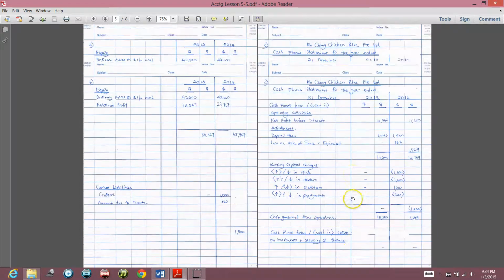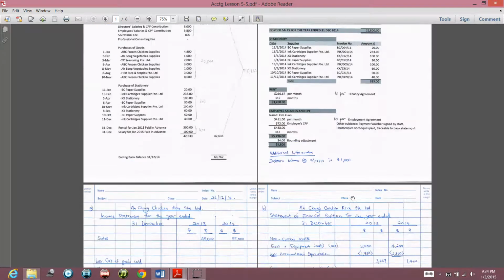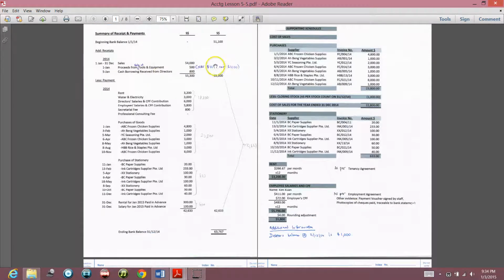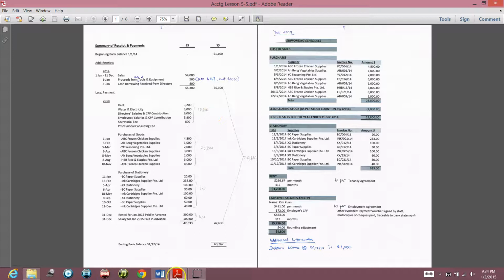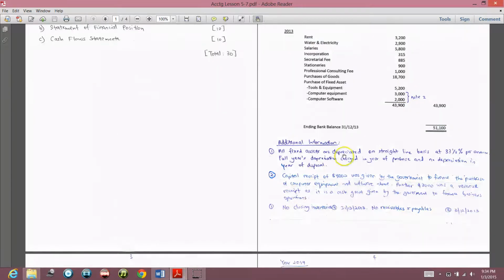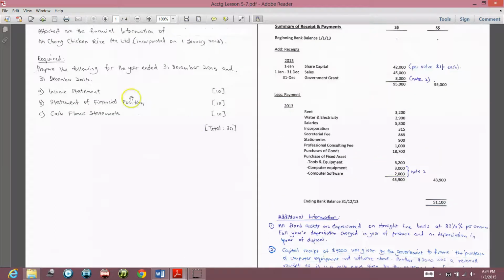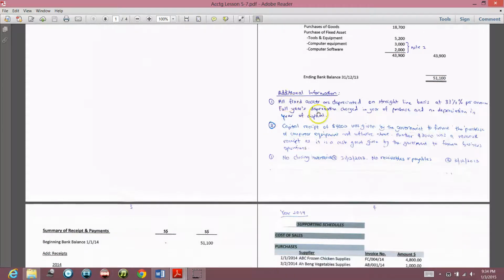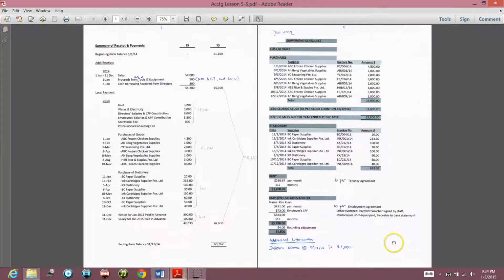Okay, let's take a look here. So the net book value of the tools and equipment is 667. When I look carefully at the whole question again, at the beginning it says: full year's depreciation is charged in the year of purchase, and no depreciation is charged in the year of disposal. Okay, so now I got it already.